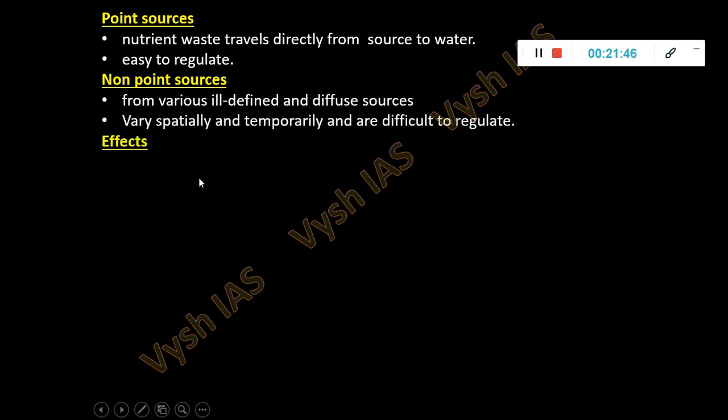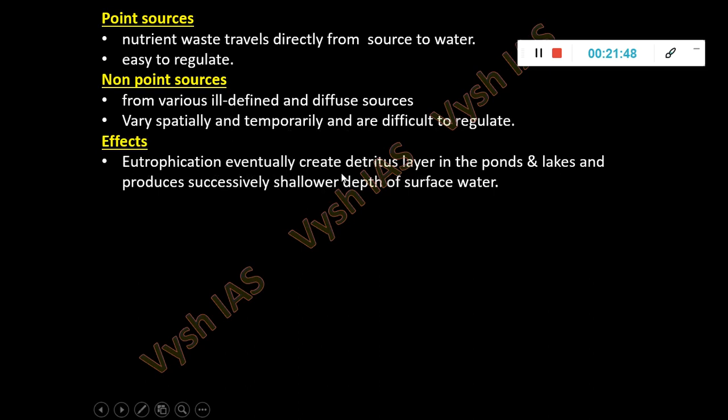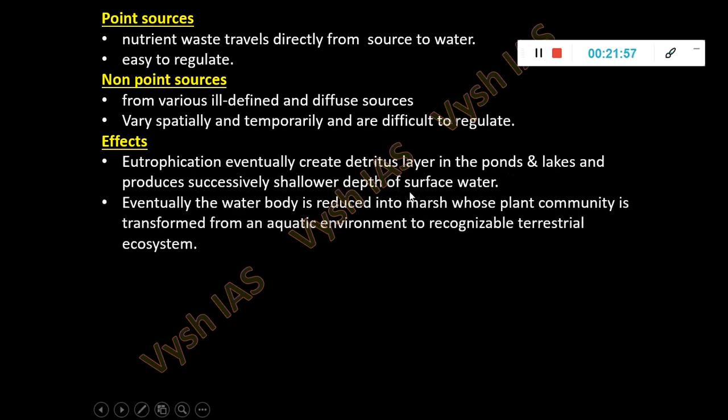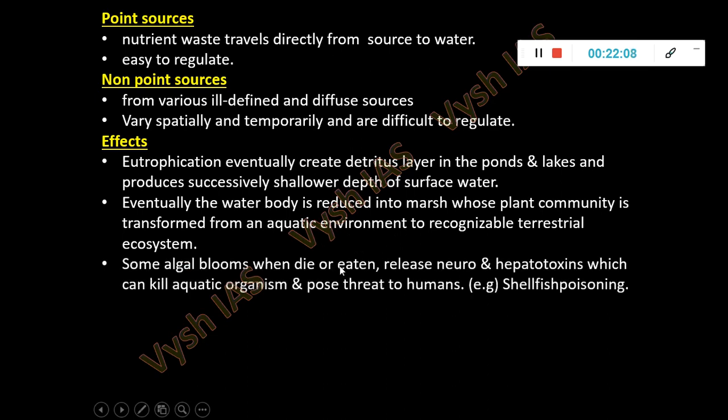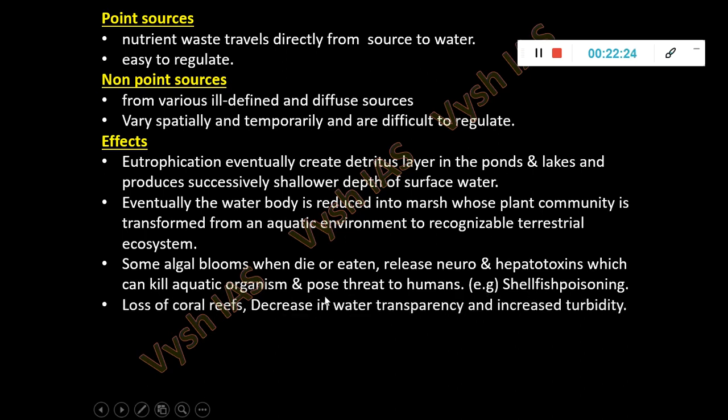Okay, now what is the effect of all this algal bloom? Eutrophication eventually creates a detritus layer in the ponds and lakes and produces successively shallower depth of surface water. Eventually, the water body is reduced into marsh, whose plant community is transformed from an aquatic environment to a recognizable terrestrial ecosystem. The water body will not have high quality water. Some algal blooms, when they die or are eaten, release neuro and hepatotoxins, which can kill aquatic organisms and pose a threat to humans. Like shellfish poisoning. If we consume shellfish collected from those areas, it can harm humans also, because the entire food web is getting destroyed.